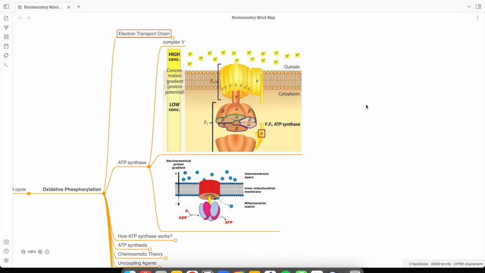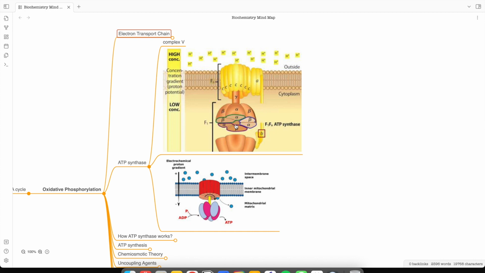So let's deep dive. As you can see, ATP synthase is known as complex 5 in the electron transport chain, and we have two parts for ATP synthase. One is the F0 part, another one is the F1 part. So that's why this is also known as F0F1 ATP synthase. Now in the F0 part, you can see there are 10 to 12 C subunits, 4 to 6 A subunits, and there is also a B subunit which is linked in here.